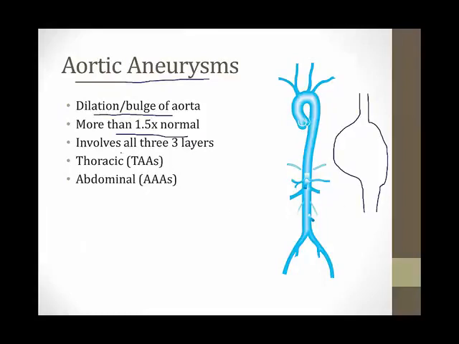Aortic aneurysms are true aneurysms. They involve all three layers, the media, the adventitia, and the intima, and they can be subdivided into those that occur in the thoracic region, the thoracic aortic aneurysms, and those that occur in the abdomen, the abdominal aortic aneurysms. And of the two, AAAs are far more common than thoracic aneurysms.